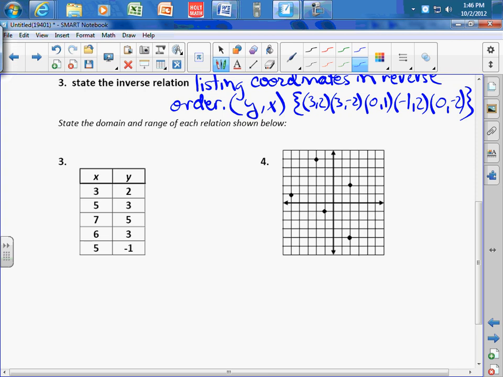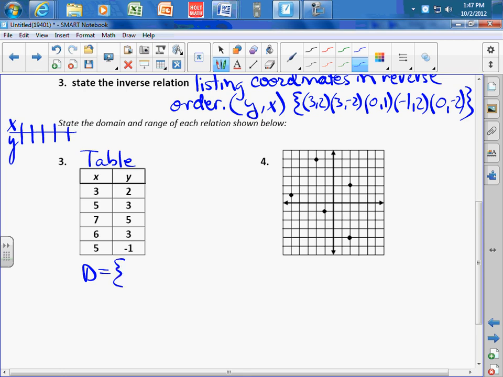All right, state the domain and range of each relation below. This is called a table. It is a table showing x's and y's. Sometimes we might see a table written horizontally, and if that were the case, the x's would be on top, the y's on the bottom row. But in this case, I have a table that is written vertically. Again, we just want the domain.